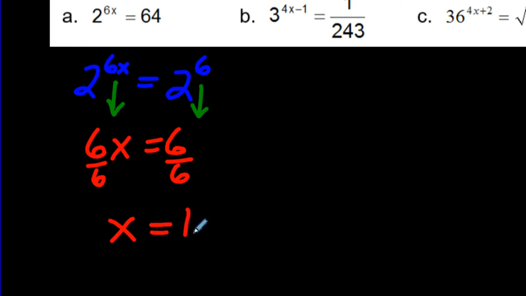And you can verify if that's true. Put the 1 right here. 6 times 1 is just 1. Hey, x definitely has to be 1.